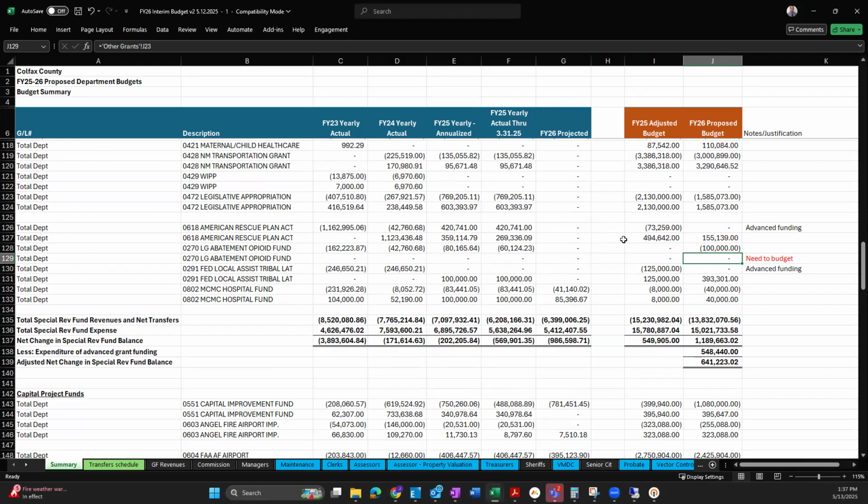And yeah, I would recommend you guys can budget for supplies expense, for example, Narcan, that sort of thing, or various professional services that are allowed to be spent out of that fund.